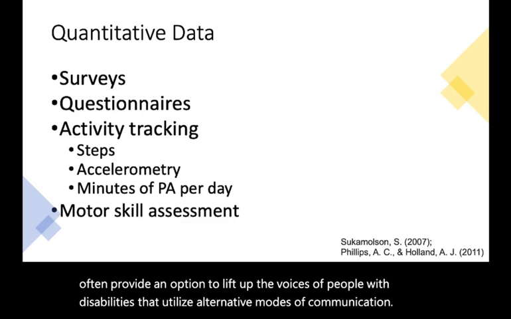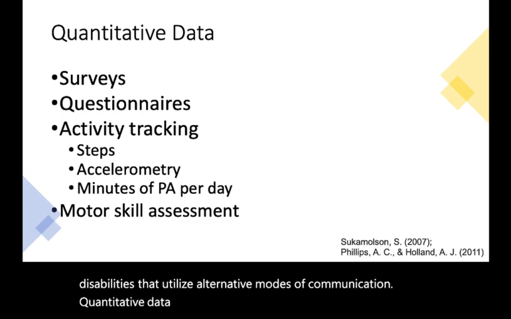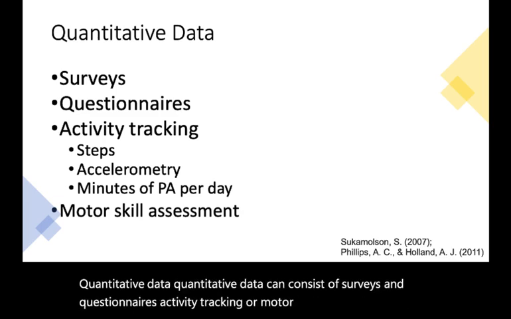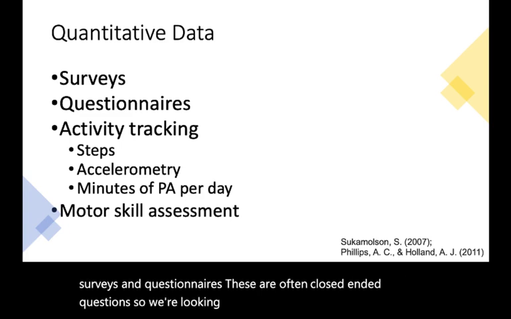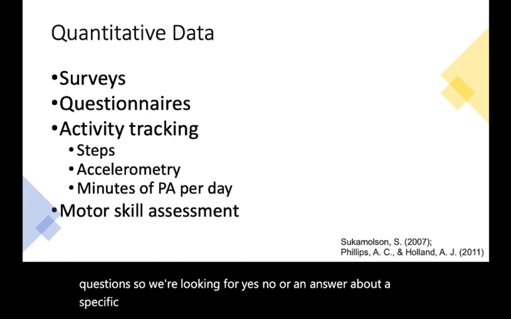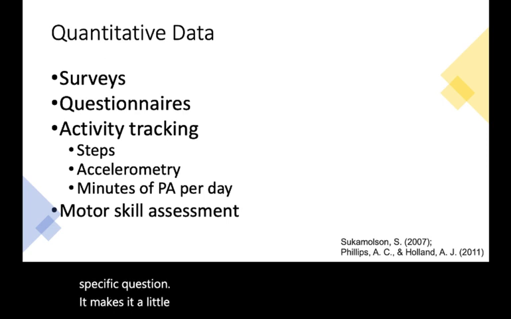Quantitative data. Quantitative data can consist of surveys and questionnaires, activity tracking, or motor skill assessments. With surveys and questionnaires, these are often closed-ended questions. So we're looking for yes, no, or an answer about a specific category. So we can measure the number of responses to a specific question. It makes it a little bit easier to compare.